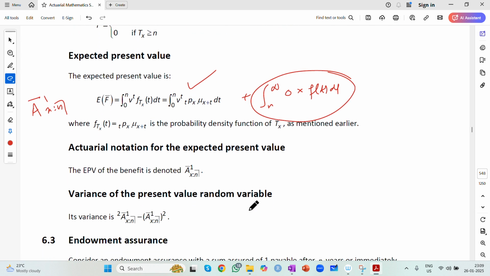And the variance of f bar will be calculated in exactly the same way, at the rate of i dash, minus, and the second part as usual, a bar x n 1 whole square.